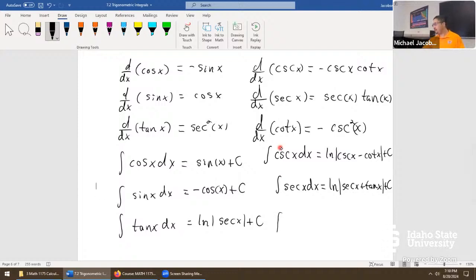Last one, find the antiderivative of cotangent x dx. Anyone happen to know how this one will go? It's related to this, but it's not exactly the same. It's very close. Good call, absolutely. Natural log, sine x plus a constant. There seems to be a missing negative sign, but it's truly there.